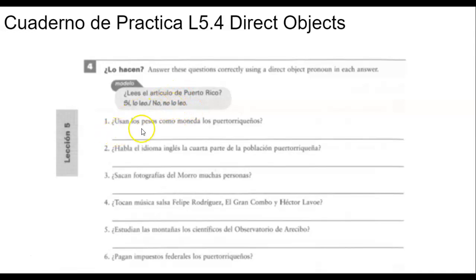Okay? So the first one here is usan los pesos como moneda a los puertorriqueños. So did you use the pesos? So you're either going to say, yes, I used them, or no, I did not use them.